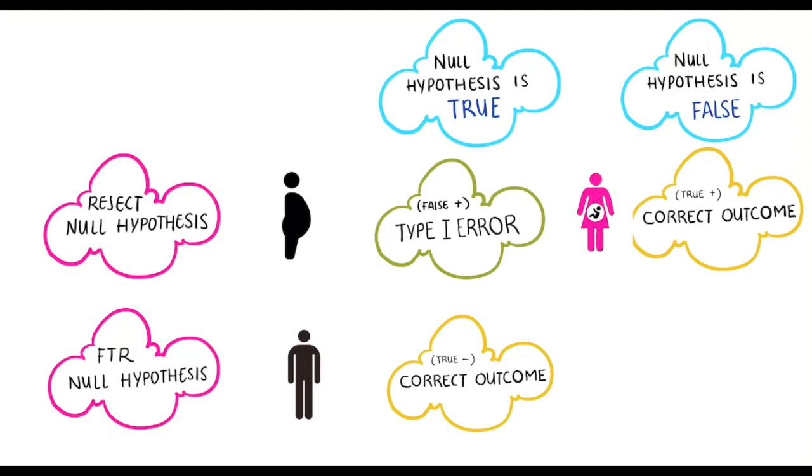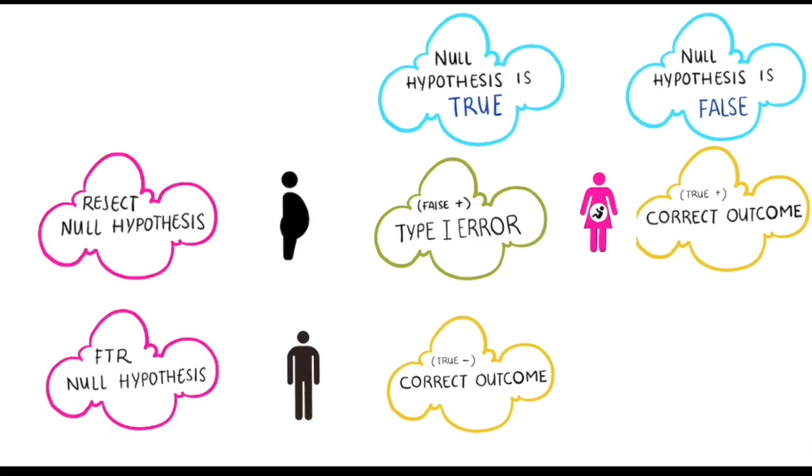If we still assume H0 to be false and we calculate H0 to be retained, we get what's called a type 2 error, also known as the false negative.